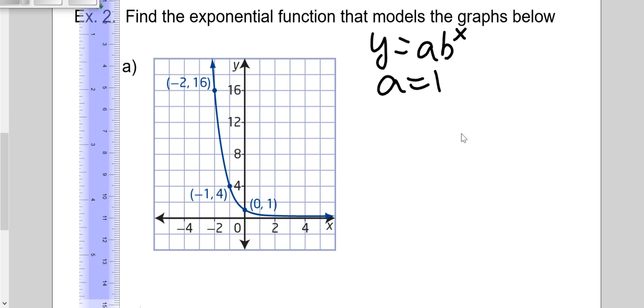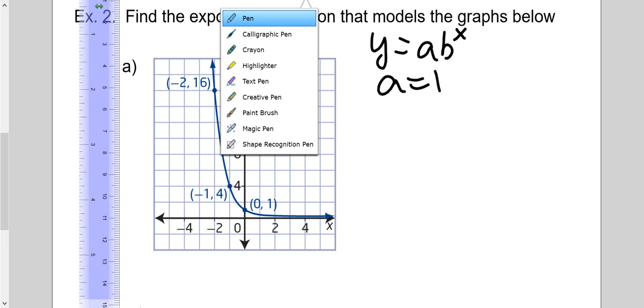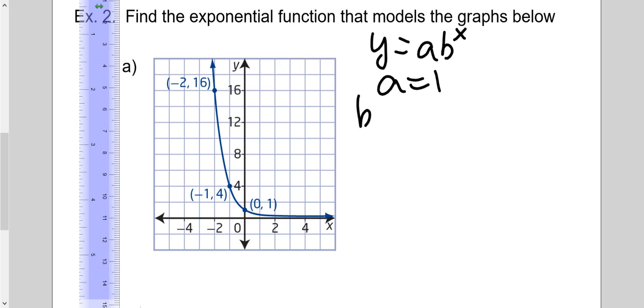There are 2 ways we can figure out B. The first way is to do it the algebraic way, so let's do it the algebraic way and then I'll show you the other way. If you look at the graph here, the graph is going down, so that means decay or decreasing, whatever you call it. So you would expect the B value to be somewhere between 1 and 0.